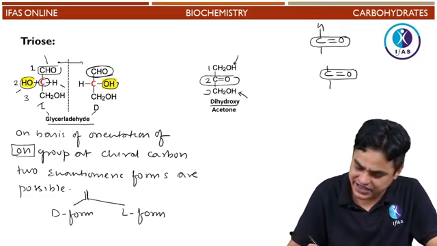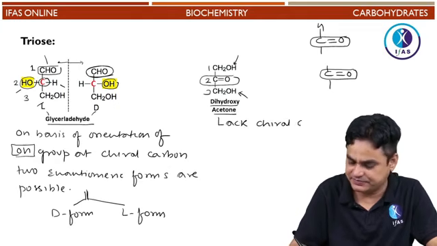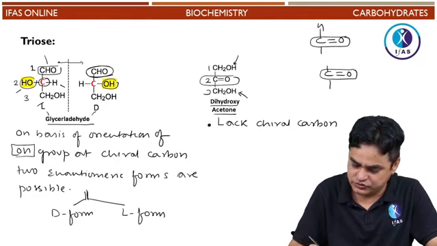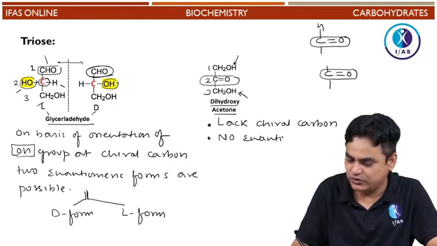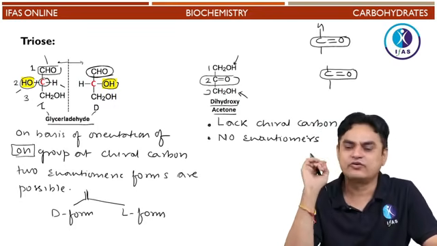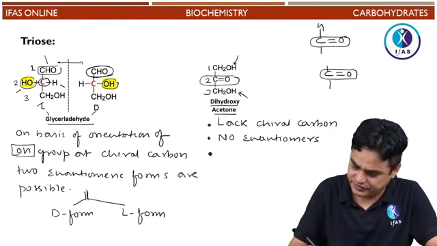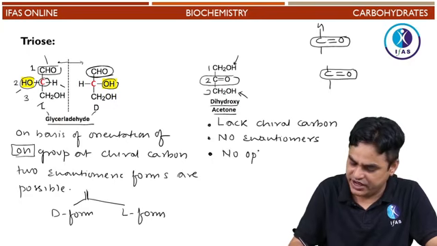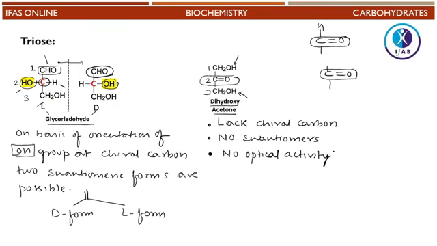My dear friends, this dihydroxyacetone is the only carbohydrate which lacks a chiral carbon. So for dihydroxyacetone there would be no mirror images, there would be no enantiomers, meaning you cannot use the term D or L for dihydroxyacetone. Nor will it show any kind of optical activity because it is lacking a chiral carbon. Once it is lacking a chiral carbon, optical activity is not possible.